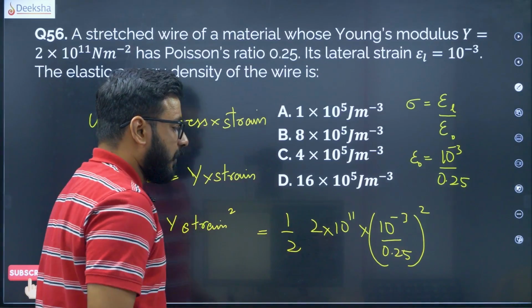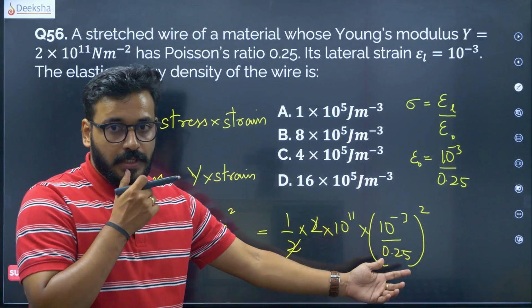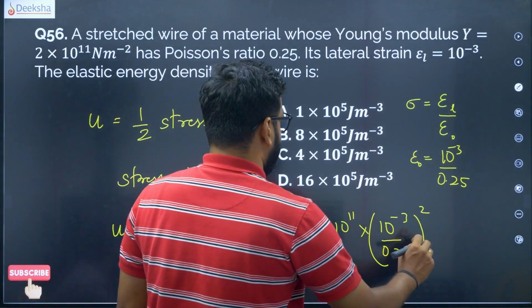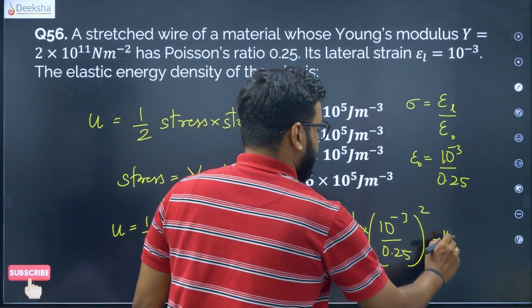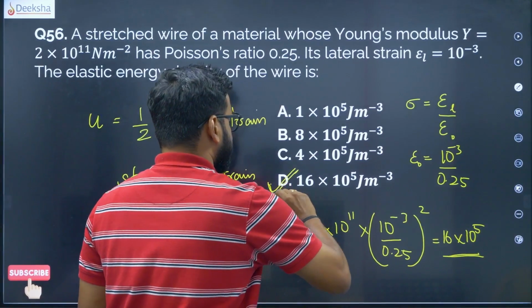Okay, so you can perform all of this. Of course, 2 will get cancelled, and this particular calculation also you can perform, and ultimately you will arrive at the answer as 16 into 10⁵. All right, option D is the correct answer.